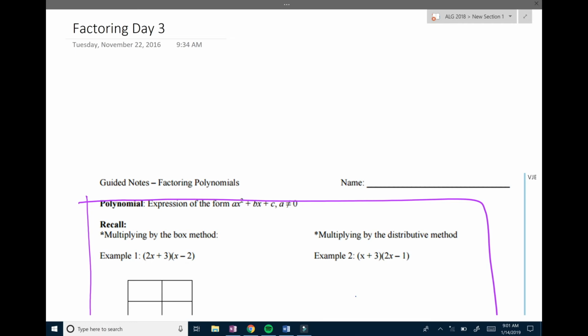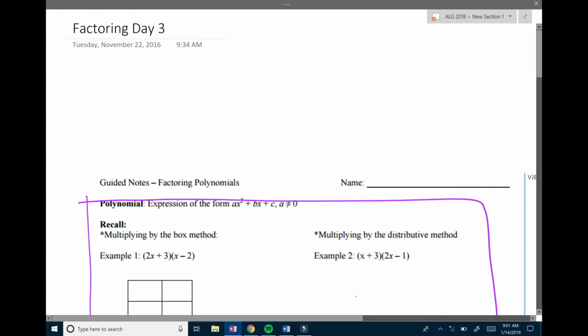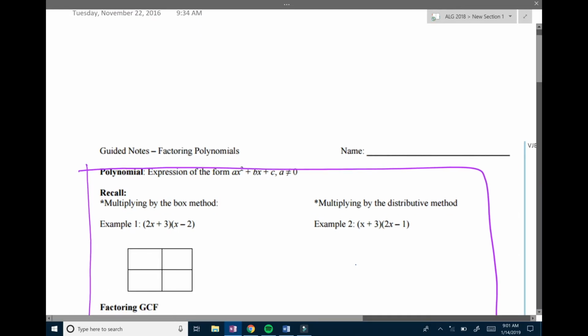Alright, so today we're going to be taking guided notes on factoring day 3. This day is just to make sure that we really fine tune our factoring. Factoring is a big portion of the test, so I want to make sure that we understand how to factor. Okay? So today will just seem like a review for some of you guys. For others, it may be very, very helpful.